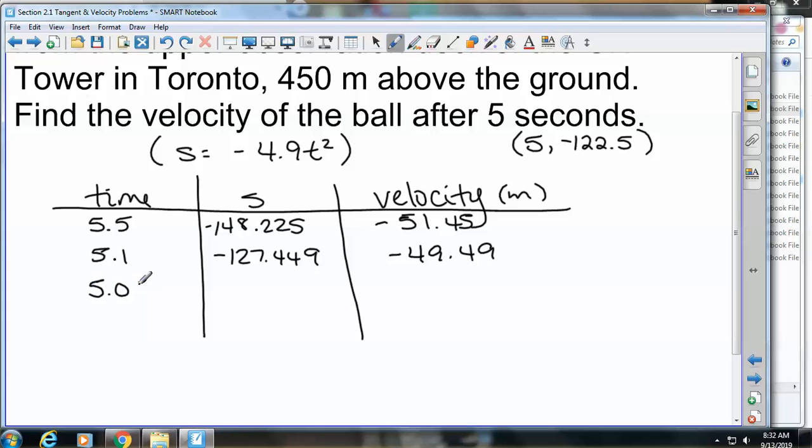Probably not. Let's go closer to 5, so maybe 5.01. Plug that into your equation. That's your y. Now you do the slope between these.